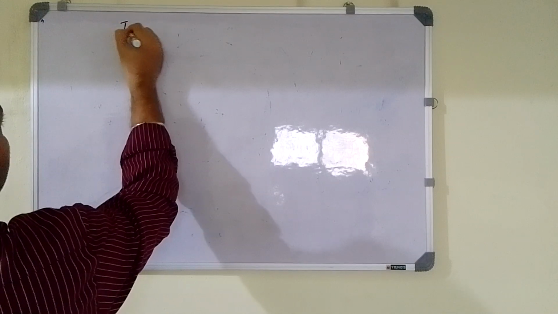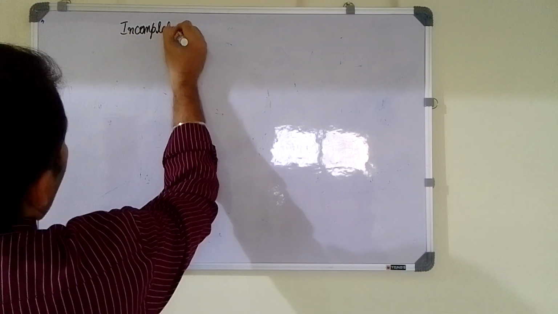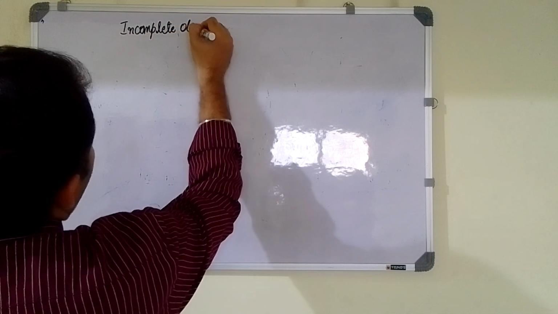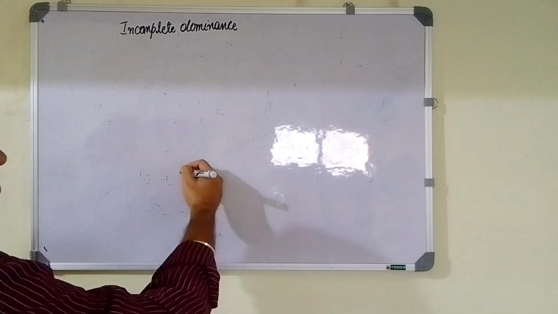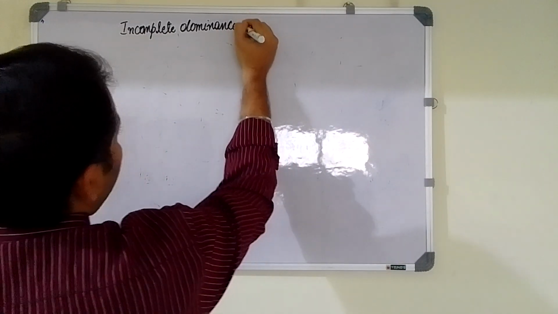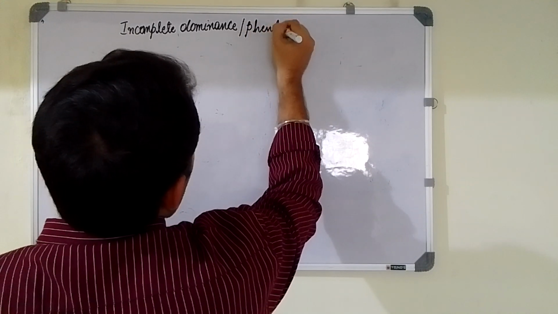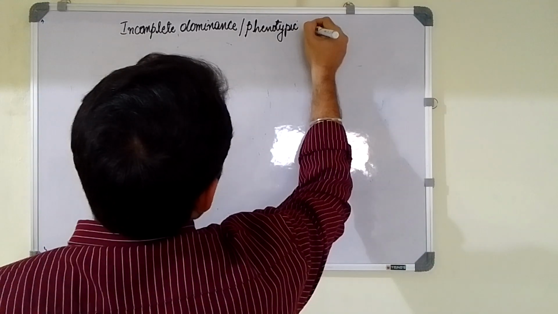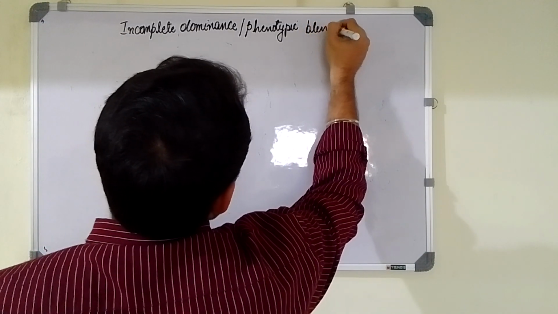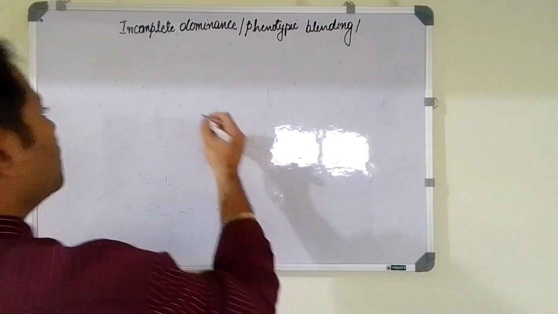So, today we are going to see about incomplete dominance. Now, incomplete dominance is also called, or is also termed, as phenotypic blending.